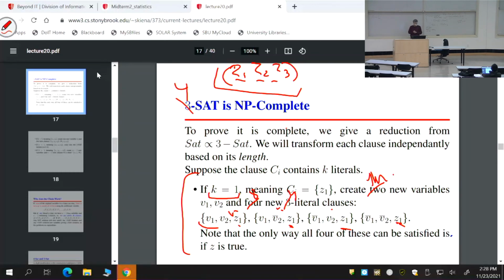3-SAT is nice and simple. Every clause has 3 elements instead of translating all the complicated sets. How would I translate a 3-SAT clause into 4-element clauses? Can anyone propose a translation? How many variables do I need to add? How many clauses do I need to add? How would I translate a 3-element clause into 4-element clauses, such that they're logically the same? Does anyone have an idea? Yeah?